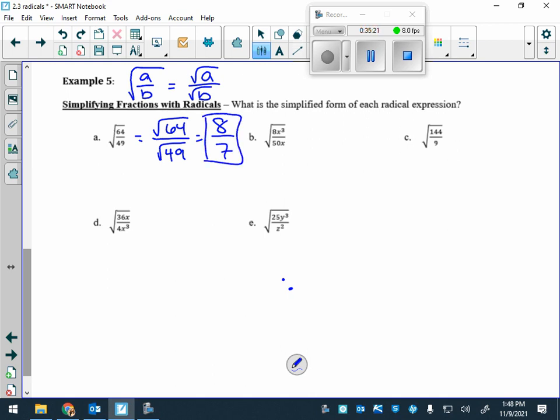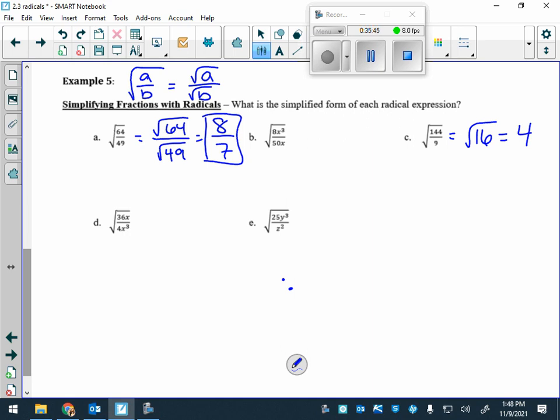And that would be your answer. Okay? Before we look at B, I'm going to look at C. Now, can you simplify 144 divided by 9? What do we get? 16. So you could always look to do that first and get 4.